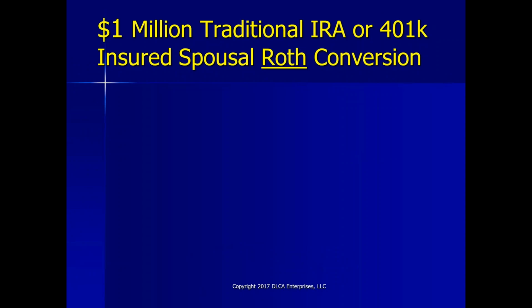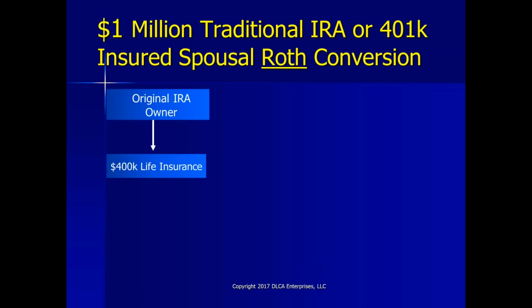So I'm going to show them a way to take a $1 million traditional IRA or 401k and do an insured spousal Roth conversion. So when the owner dies and the spouse inherits, they're going to be able to convert that $1 million traditional IRA to a Roth IRA, and they're not going to have to pay the conversion tax. Here's how it works. We're going to go to that traditional IRA owner, and we're going to say, look, we want you to buy a $400,000 life insurance policy. We don't care what kind it is, but you're going to need to have that, and here's why. When you pass away, that $1 million IRA is going to become your spouse's IRA.